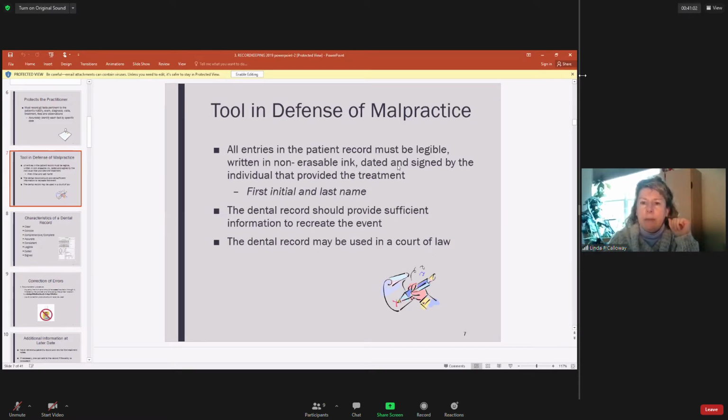All entries in the patient record must be legible. So if you struggle to write neatly, you need to slow it down. Maybe start practicing at home now, clear documentation. It's very important that you use non-erasable ink, because if in any way you could have altered a document, you have just taken away any credibility that you have a legal document that's not been altered. Your documents must be unable to be altered.